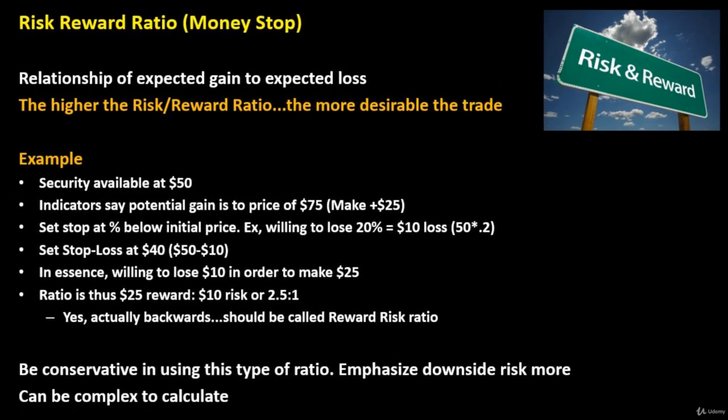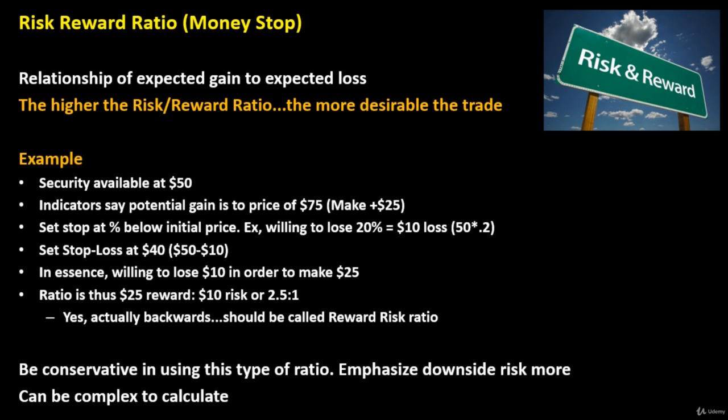Another type of money stop is what's called a risk-reward ratio. It's really the relationship of your expected gain versus your expected loss. So the higher the risk-reward ratio, the more desirable the trade is, right? That's the idea. And then you can use your stop losses around how risky a particular risk-reward ratio might be. So let's look at this as an example. Let's say you have a security that's at 50, right?